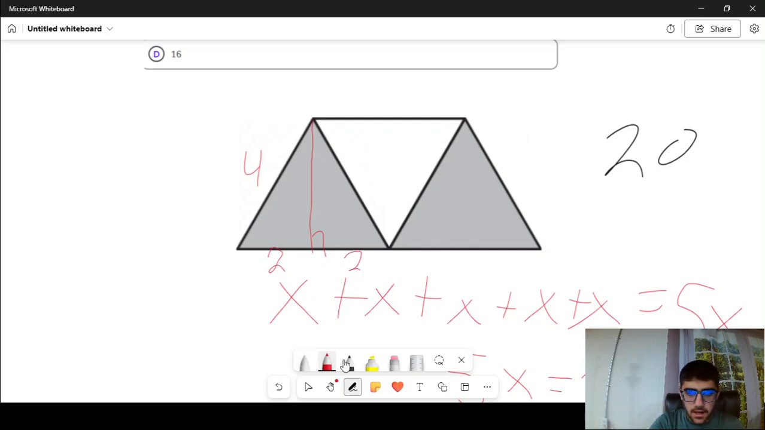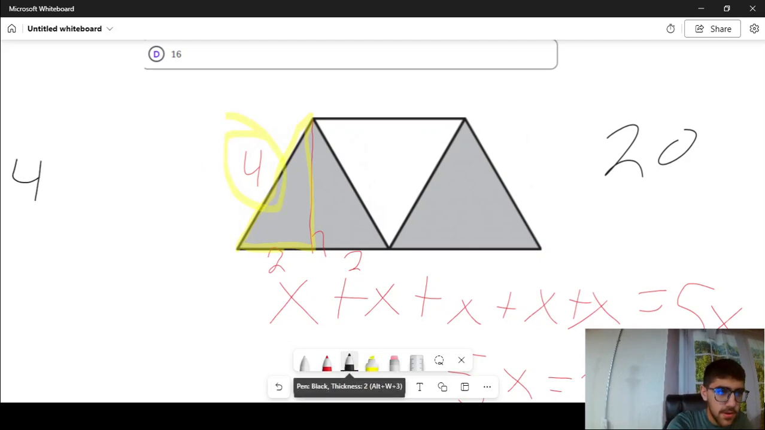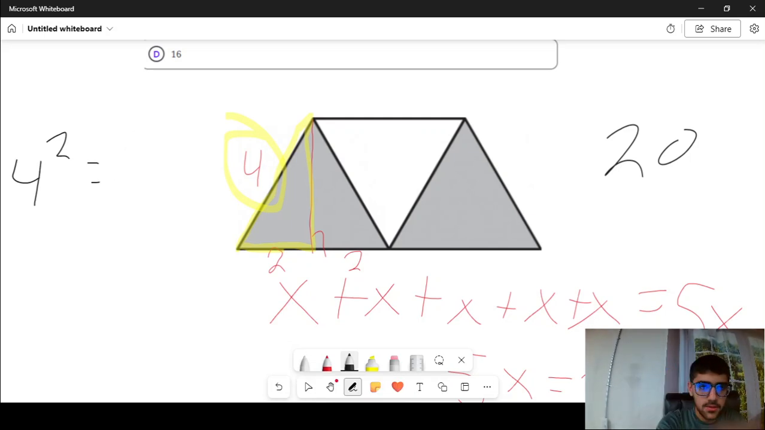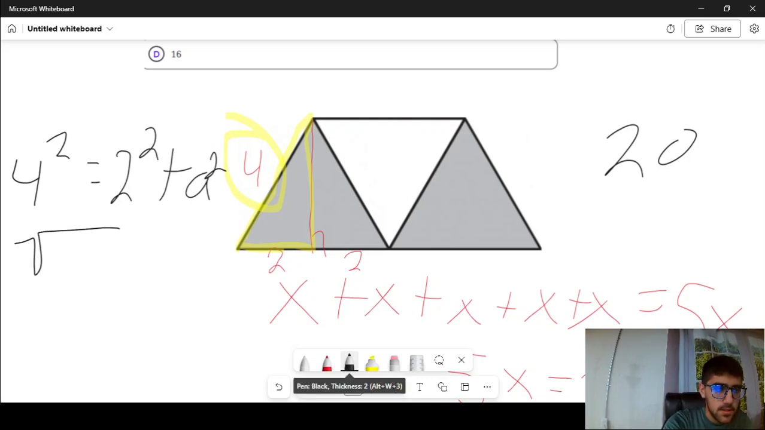So from there, I can just focus on this half, and it's a right angle. So this half is a right triangle, and I can solve for the height using that. So how can I do that? This is the hypotenuse. So I get 4 squared is equal to, let's say that b is 2, so 2 squared plus a squared. Then from there I can just solve for a. I get the square root of 4 squared minus 2 squared equals a, and then a is equal to square root of 12.